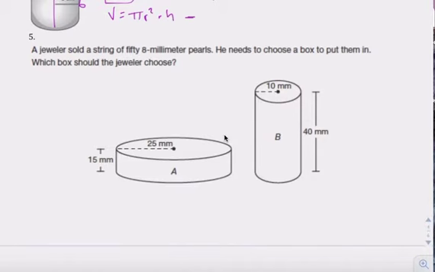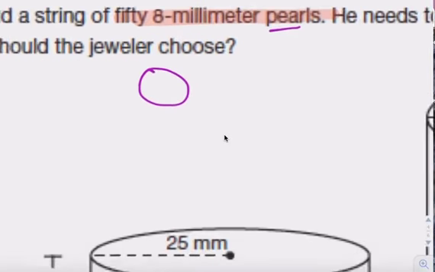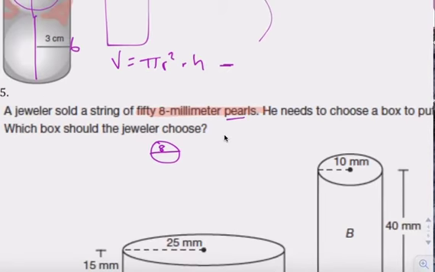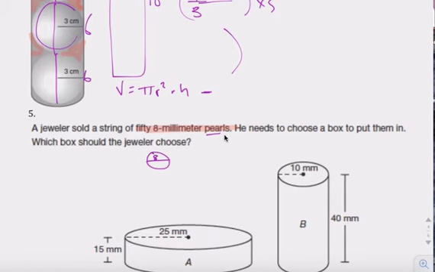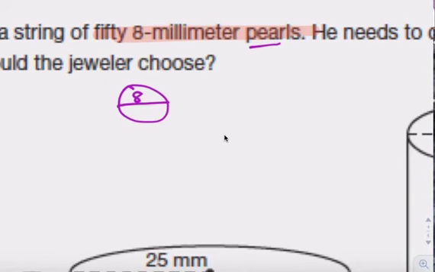Okay, number 5 here. A jeweler sold a string of 50 pearls, 8 millimeters. Pearls are these round things. These have a diameter of 8. He needs to choose a box to put them in. Which box would the jeweler choose? So he had 50 of these. Okay, so the radius is 4 then.